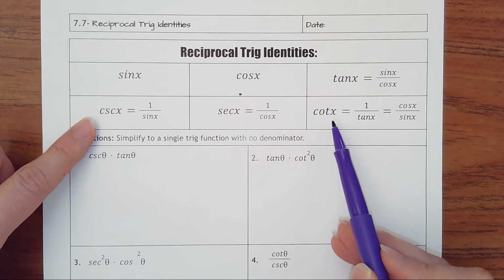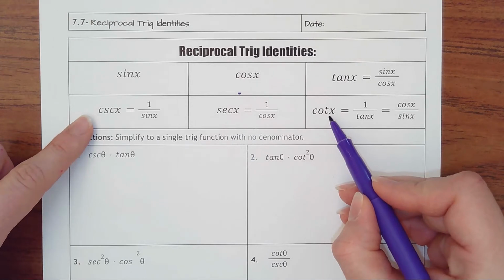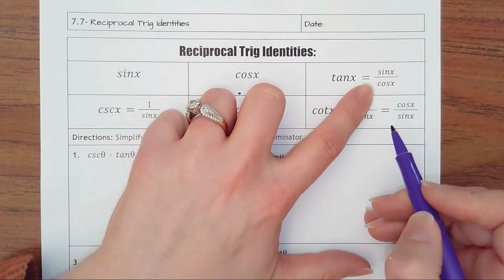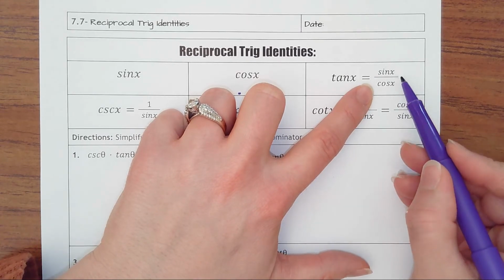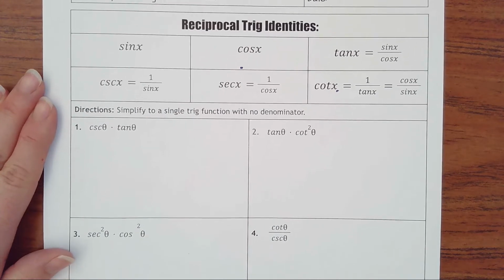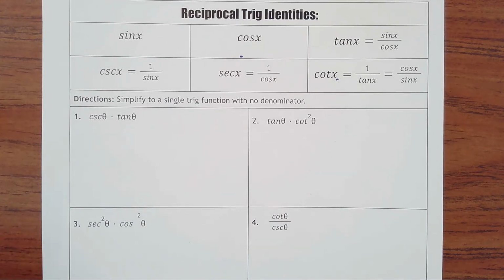And then cotangent has two identities you might need to use. You could make it tangent by putting it 1 over tangent, or you can make it the reciprocal of what tangent's fraction was and flip this so that it's cosine over sine. Okay, so we're trying to simplify to one single trig function with no denominator. That's our goal. And so I always try to make everything be like sines and cosines.